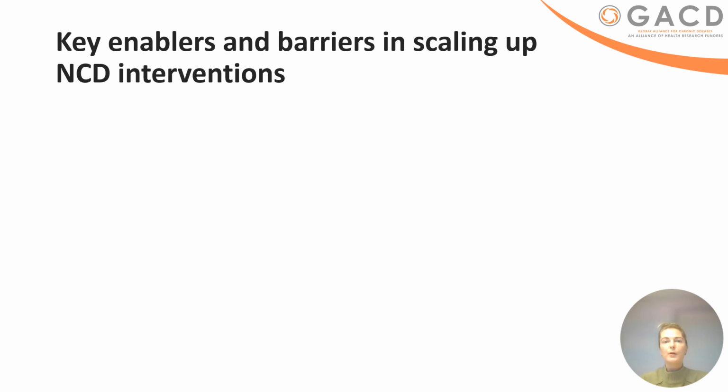As part of the upscaling working group that Anusha introduced earlier, we are now studying the implementation phase. We analyzed 15 projects funded by the Global Alliance for Chronic Diseases, spanning over 18 countries. These projects all focused on scaling up interventions for non-communicable diseases. And in this study, we focused on the enablers and barriers of sustainable scaling up of interventions across diverse global settings.